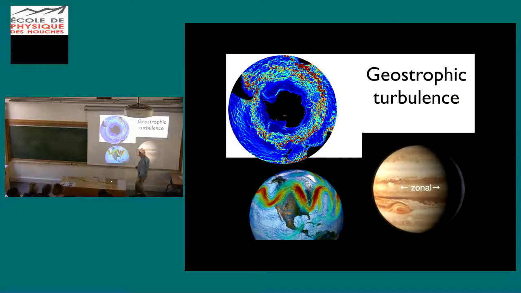So my title here is Geostrophic Turbulence, but that's not accurate. I should really have used the title of the famous paper by Peter Rhines, Waves and Turbulence on a Beta Plane, because I'm really going to be talking mainly about beta plane turbulence and Rossby waves.